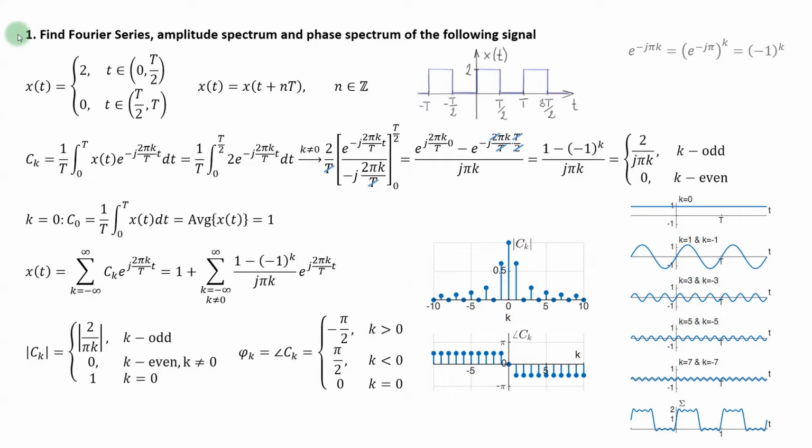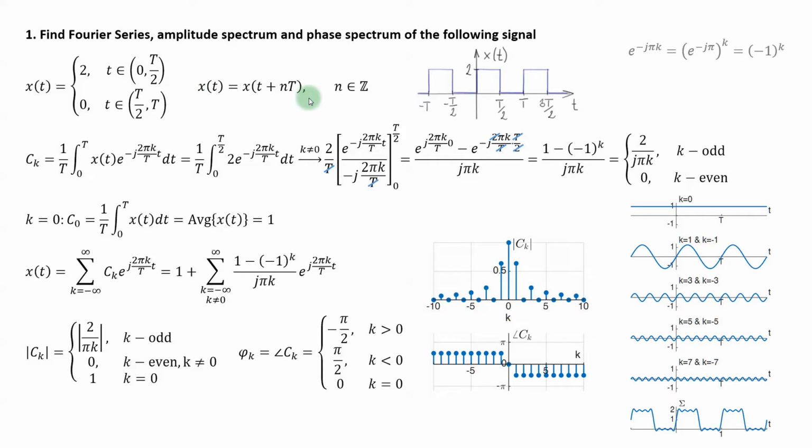The first problem is, find the Fourier series, amplitude spectrum and the phase spectrum of the following signal. The signal is equal to 2 in the interval from 0 to T over 2, and then it is 0 in the interval from T over 2 to T. Moreover, the signal repeats itself with the period of T. So this is the definition of a single period, and here we are saying that the signal is periodic.